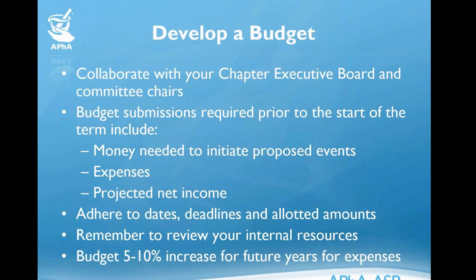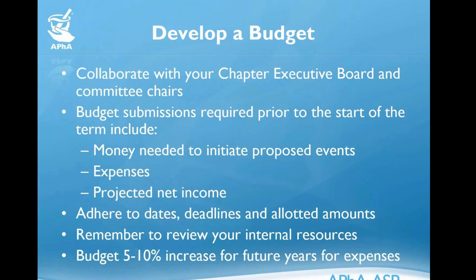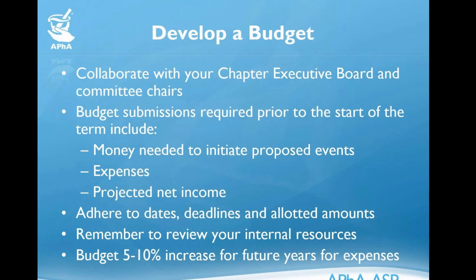Remember to review your internal resources. So use the resources that you have within your chapter, whether it's your chapter members or your faculty. Make sure you use the resources that you have to hopefully cut down on any additional expenses. And then it's always a good rule of thumb to budget a 5 to 10% increase for future years for expenses. So that's something to keep in mind when you are budgeting for the next year in 2016.